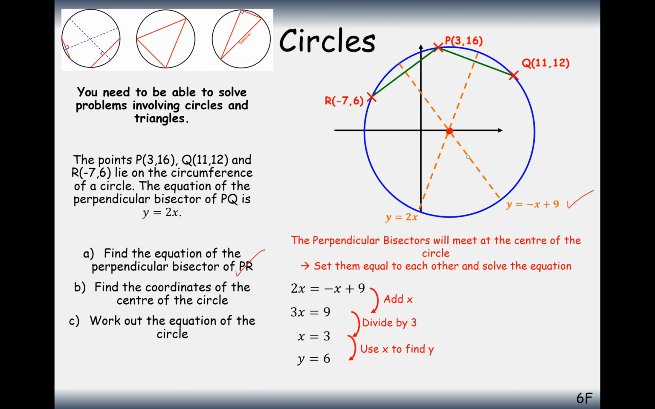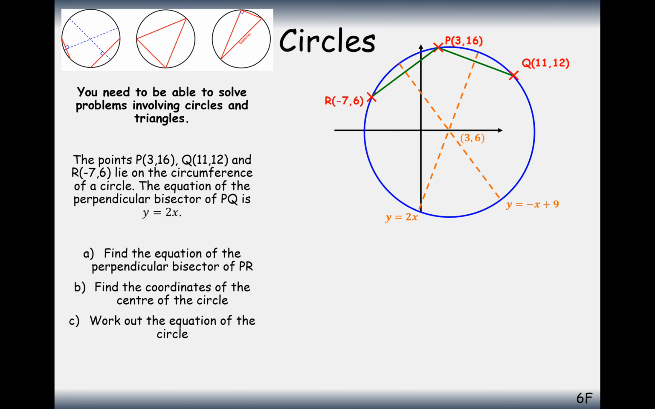Now again, this diagram doesn't quite look right. It looks like it should intersect the x-axis. That's not quite going to happen. We can see here that we're off by quite a lot here as well. It's just a useful diagram to help us visualize what's going on. So what we're going to do then is we've found the center of the circle.